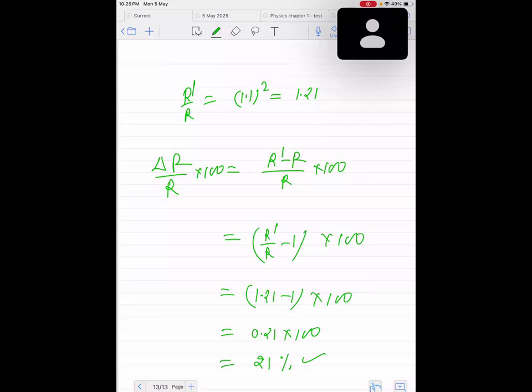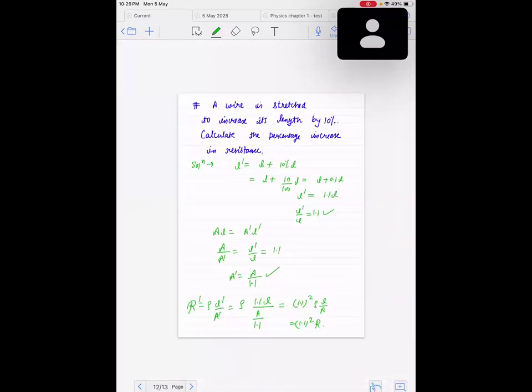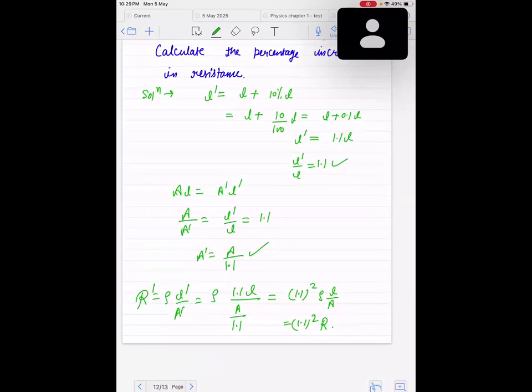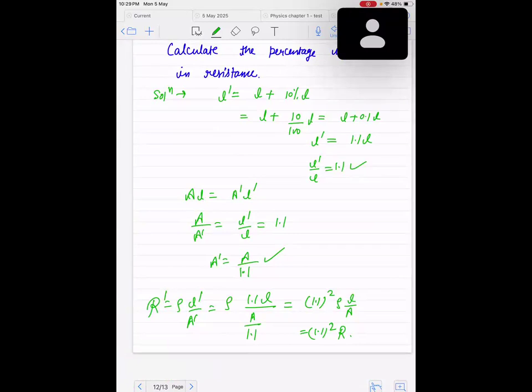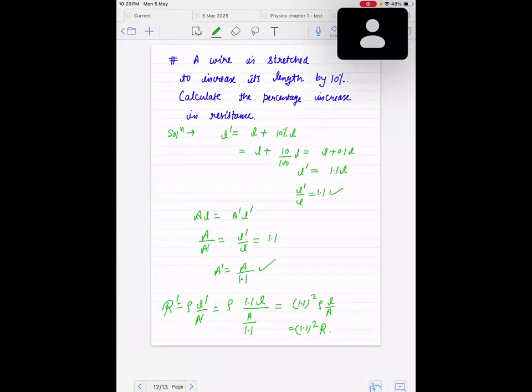Can you show the previous page once? Can you explain again? See, it is similar to the previous one. The wire is stretched 10%. So 10% of L, we find 1.1 L. It means L prime by L is 1.1. Just like in the previous question the L prime upon L was N, here it is 1.1.